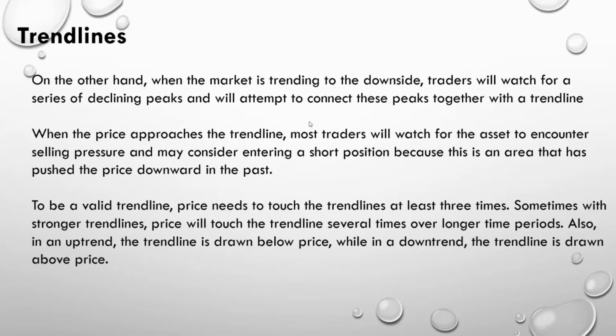Now, to be a valid trend line, price needs to touch the trend line at least 3 times. Sometimes with stronger trend lines, price will touch the trend line several times over longer time periods. Also, in an uptrend, the trend line is drawn below price. Remember, in an uptrend, the trend line is drawn below price, while in a downtrend, the trend line is drawn above price.